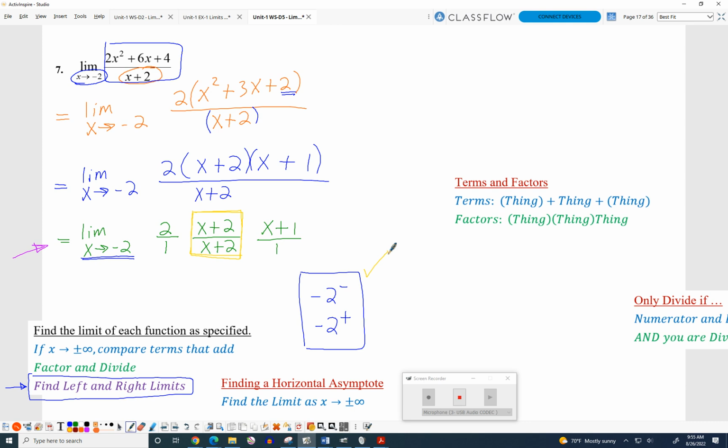So Brady's going to help me here. When x is almost -2, what's this, Brady? That's still 2, because that has nothing to do with x. When x is almost -2, what's this? 1. 1 exactly and precisely. So 2 times 1 is 2.